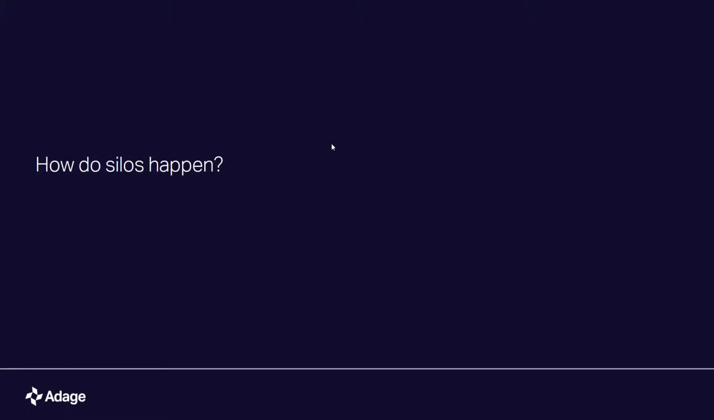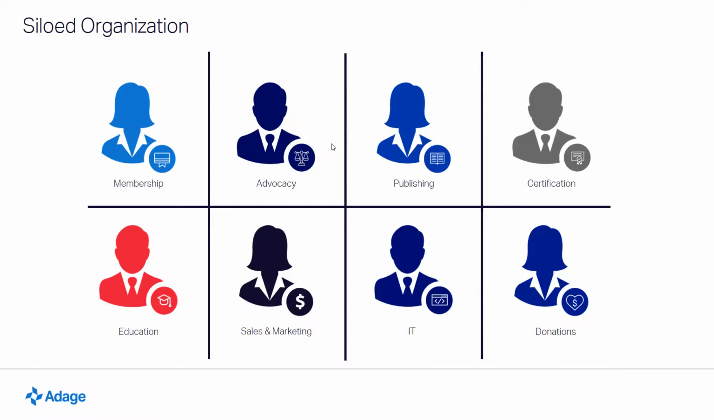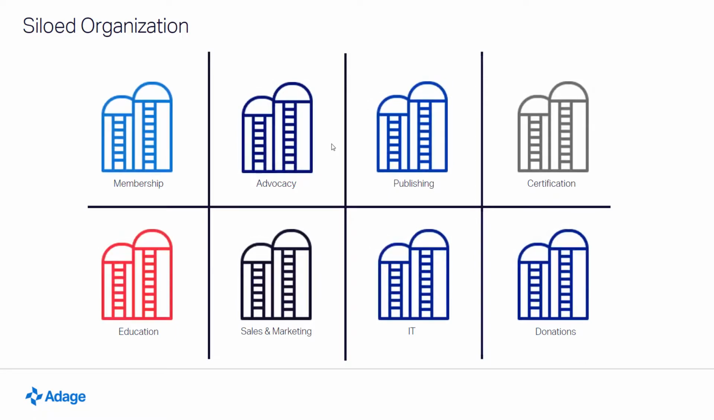So how does this happen? Think about all of your departments in your organization. You probably have membership, advocacy, publishing, certifications, education, sales and marketing, IT, and maybe donations. And these are all silos. And I just talked about different kinds of data silos.